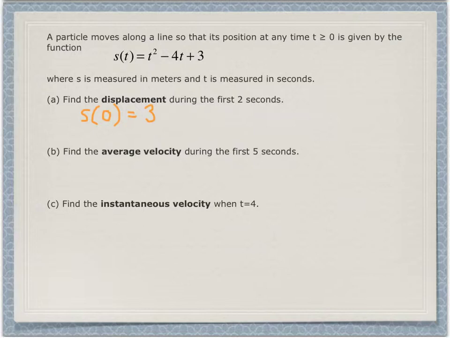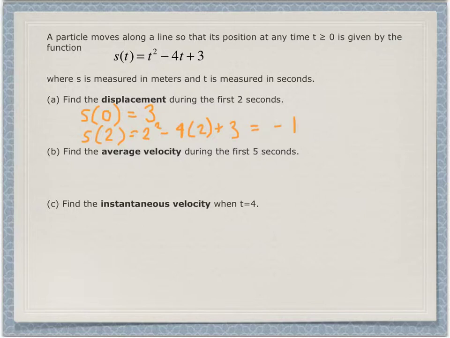Then if I think about where my particle is going to be at 2 seconds, if I put a 2 in place of all those t's, you'll get 2 squared minus 4 times 2 plus 3. So 4 minus 8 is negative 4, and negative 4 plus 3 is negative 1.